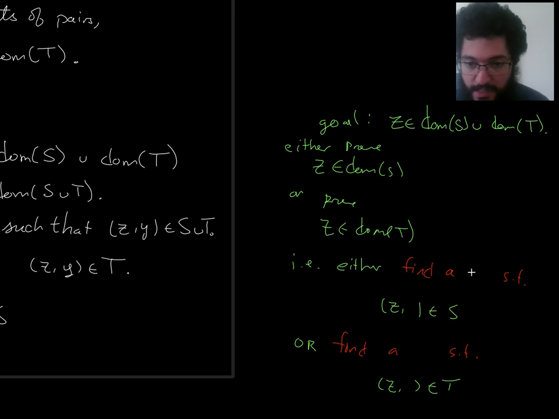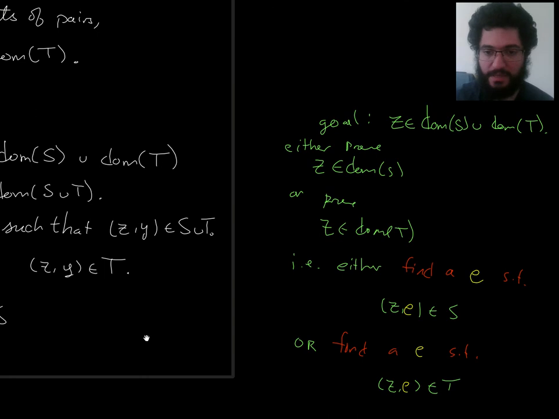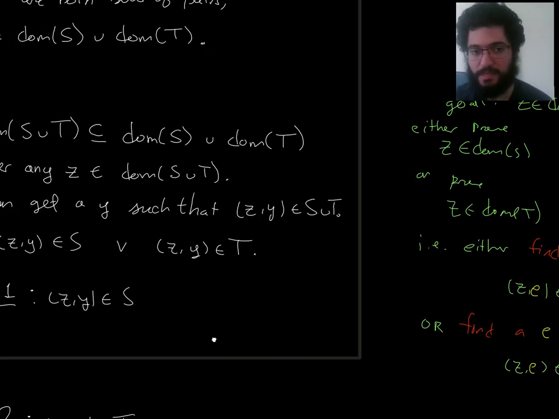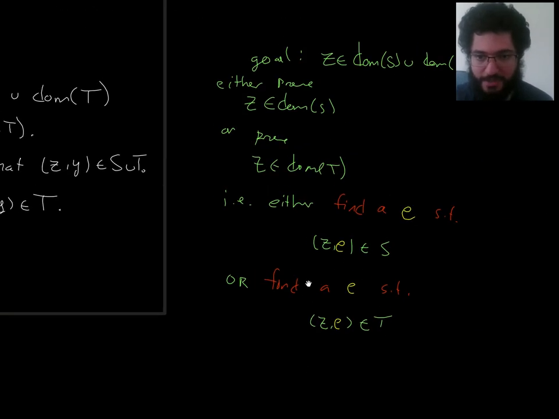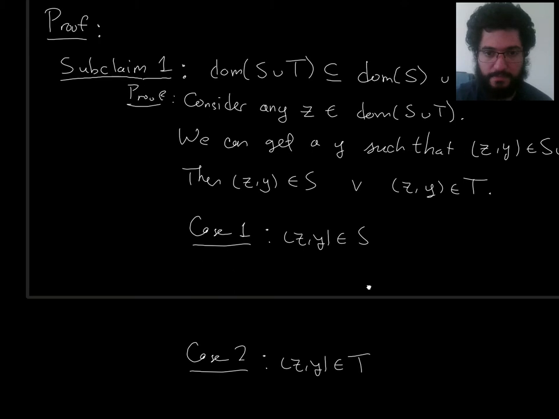So I'm going to say find a, let's call it, not z, what's a good letter? E? Find an e such that the pair z, e is in there. Or find an e such that the pair z, e is in there. And the e could be anything. Okay, so keep this in mind as we look at the proof. That's my goal, is to find something such that when I put it in the second position, z comma that something is in S, or z comma that something is in T.